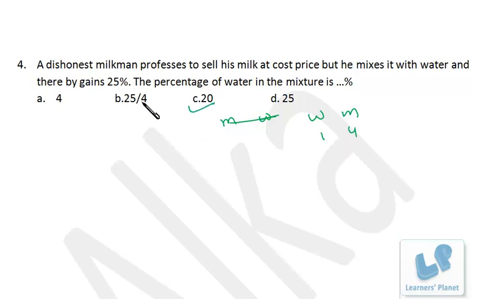If he is gaining 20%, then what would happen? 20%, that means 1 by 5. So while he is selling 6 liters, 1 liter is water. So in that case, 16% profit will be there. So the problem can be done very simply. No calculation required. Just see and mark the answer.